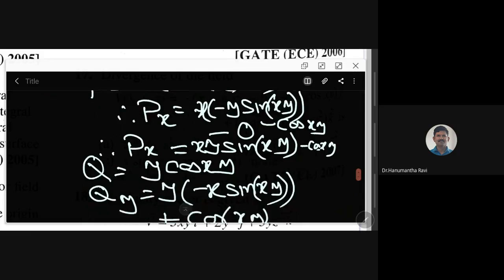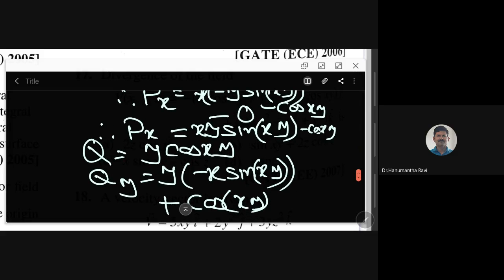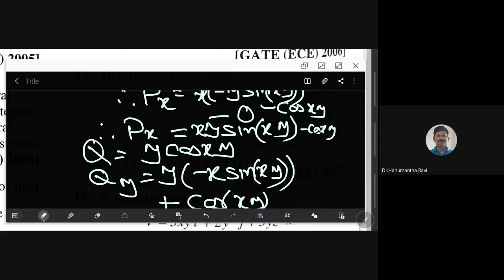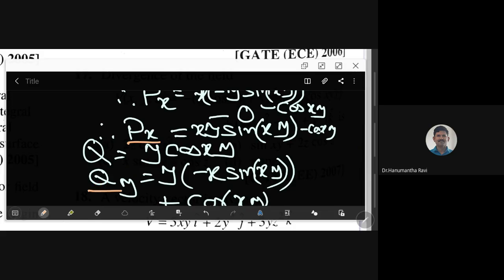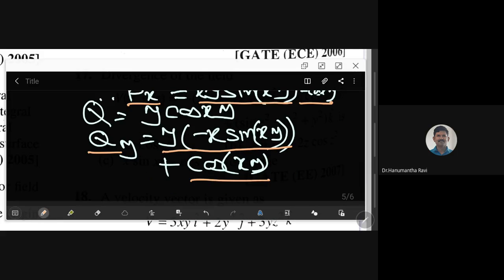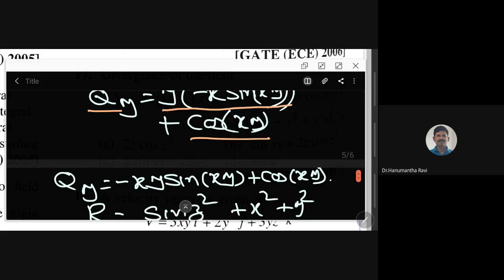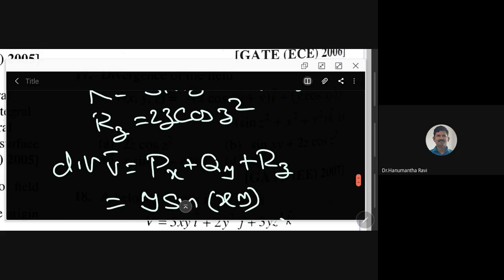So then here qy means cos xy. Yeah, they are getting cancelled. See here, Px plus Qy. If you take Px plus Qy, this is minus xy sin xy, and that gets cancelled. This is minus cos xy, and this is plus cos xy. So Px plus Qy becomes 0, and then R is left. Rz is left as 2z cos z square.